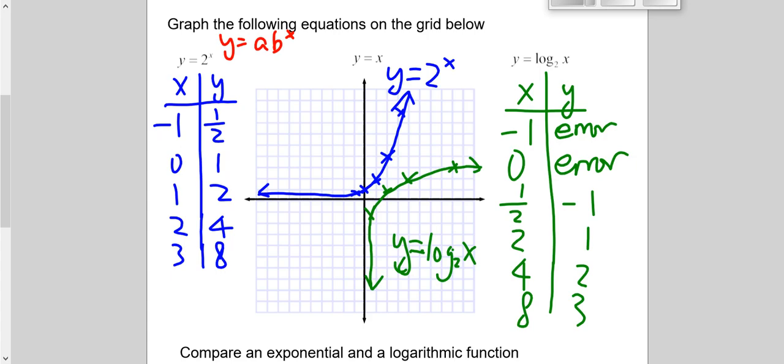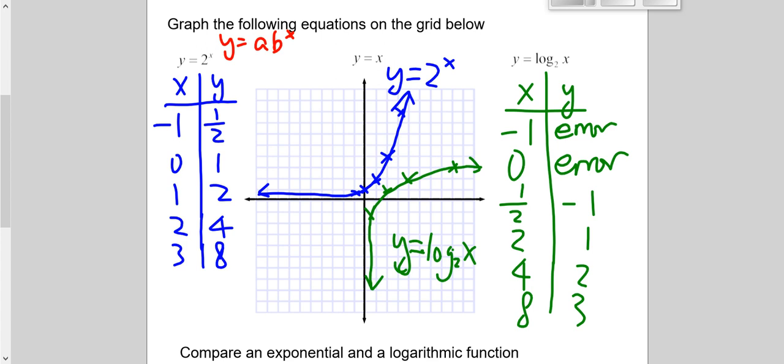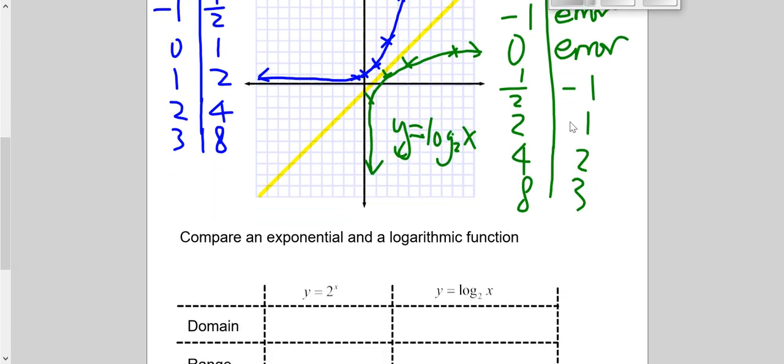And one last comment is the line of reflection. So I'll just do this one here. The line of reflection is when y equals x. You should see this. Sorry, it's off a little bit, but you know what I mean. So if you look at this, these two are mirror images of each other. Okay, now let's compare them.